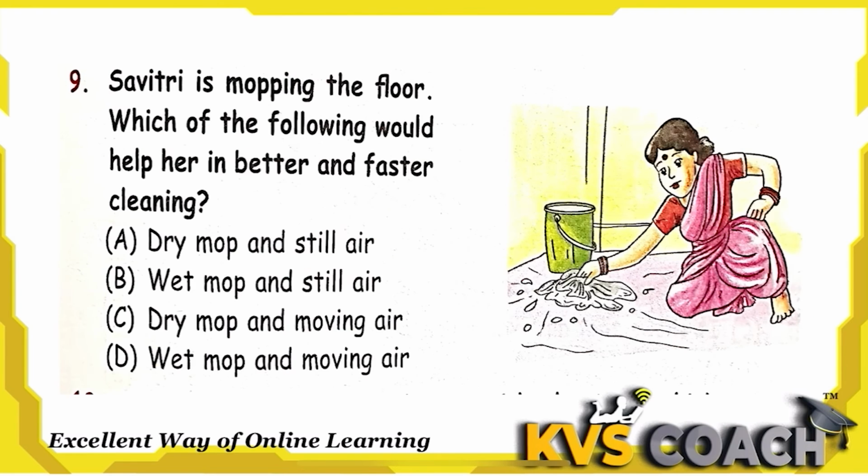Next: Savitri is mopping the floor. Which of the following would help her in better and faster cleaning? A, dry mop and still air. B, wet mop and still air. C, dry mop and moving air. D, wet mop and moving air. Yes, wet mop. If the mop is wet, then she can clean the floor, and moving air will help dry up the floor. So option D is the right answer.